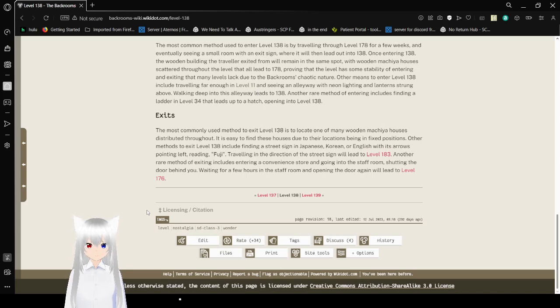Another rare method of exiting includes entering a convenience store and going into the staff room, shutting the door behind you, waiting for a few hours in the staff room, and opening the door again, and it will lead to Level 176.